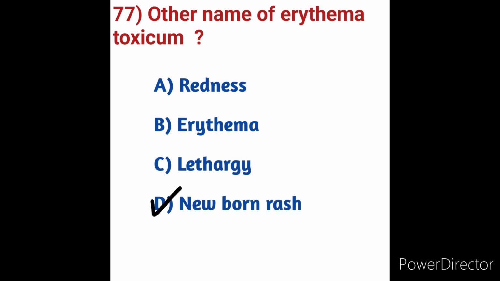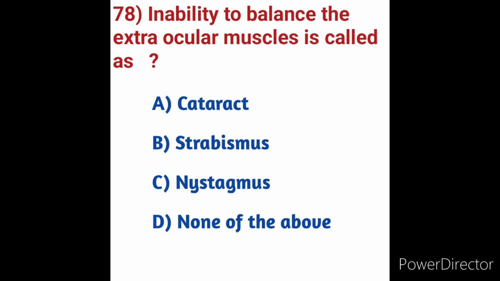Next we will move on to question number 78. Inability to balance the extraocular muscles is called as. Inability to balance, or uncontrolled, extraocular muscles is called as. We will see the options here. Option A, cataract. Option B, strabismus. Option C, nystagmus. Option D, none of the above.